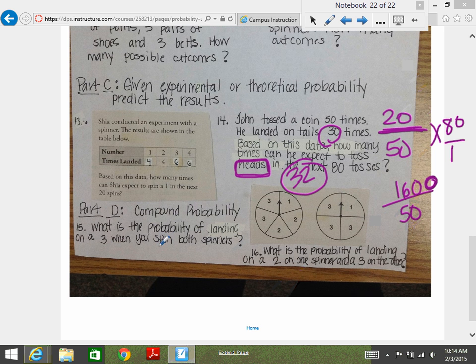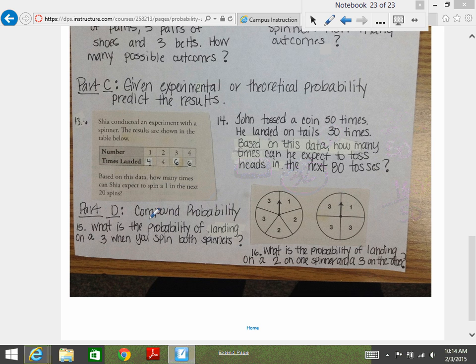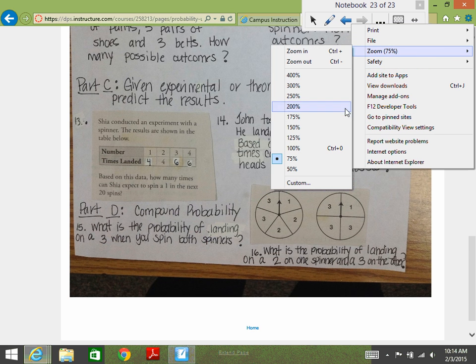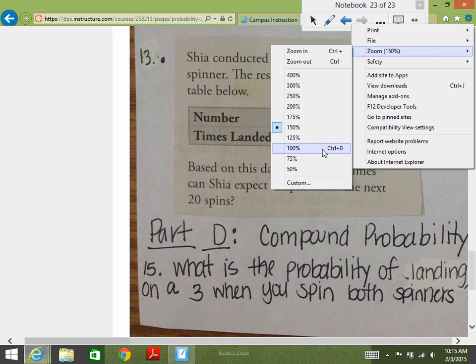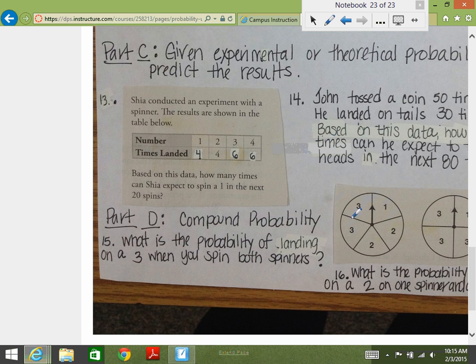All right, part D. Compound. Compound has how many fractions? 2 or more. And what do we do with those fractions? Multiply them. Okay, here we go. Compound probability. Number 15. What is the probability of landing on a 3 when you spin both spinners? So what's the probability of getting a 3 on the first spinner? 2 over 5. That's our first fraction.